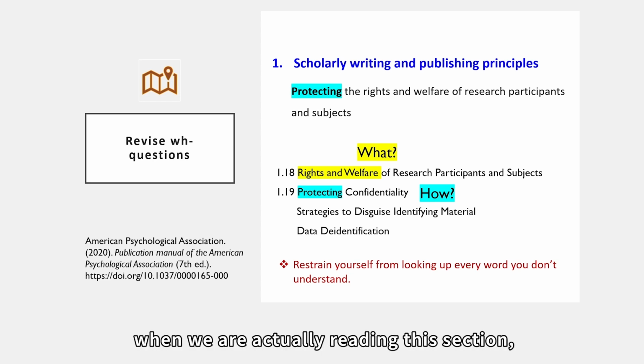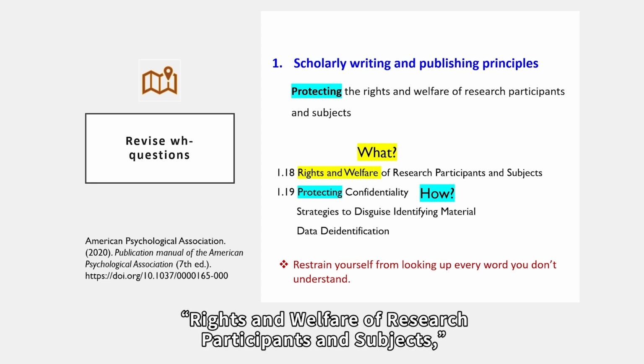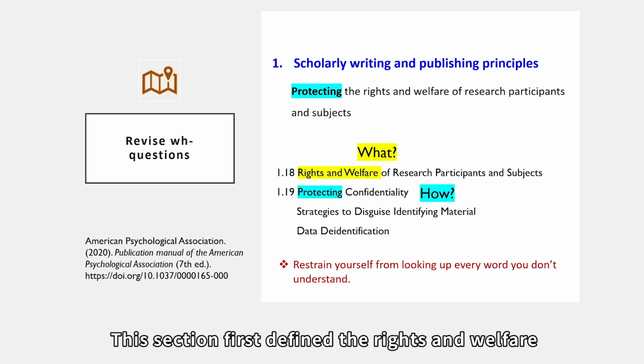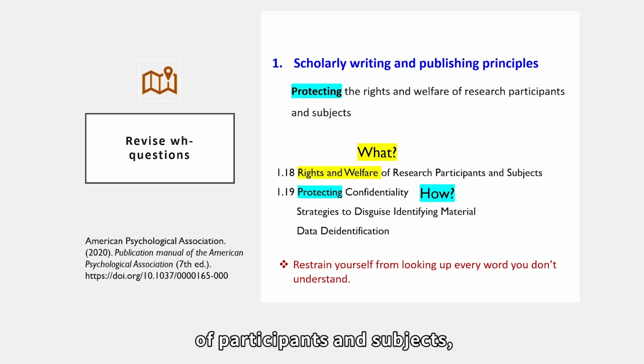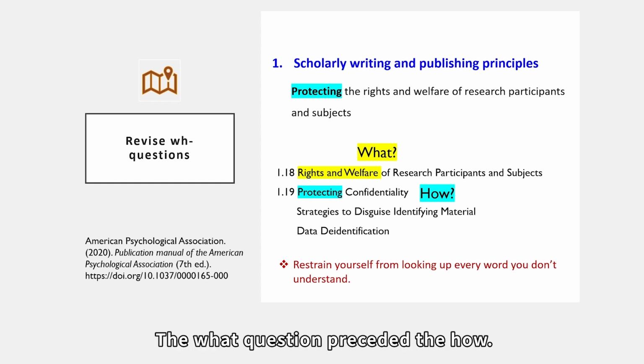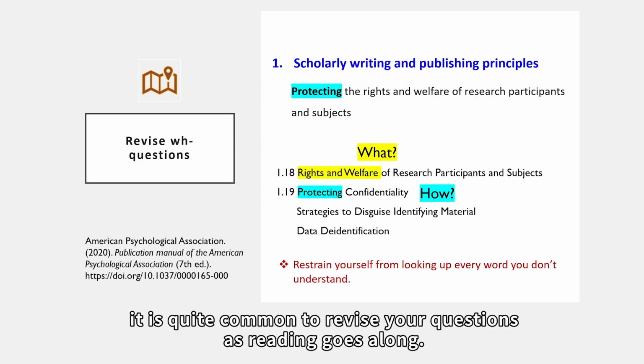However, when we're actually reading this section, as you can see on the screen, it starts with the section 1.18, Rights and Welfare of Research Participants and Subjects, which implied a what question. This section first defined the rights and welfare of participants and subjects, and then it explained how to protect confidentiality. The what question preceded the how, but no worries. It's quite common to revise your questions as reading goes along.